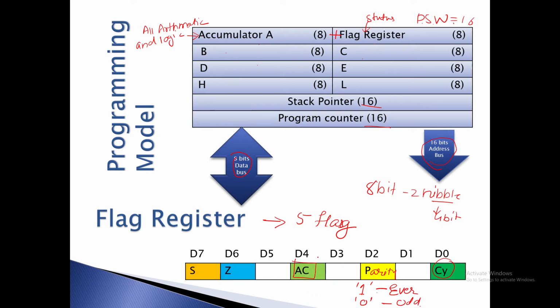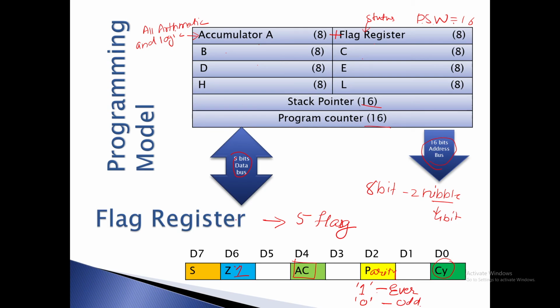Then we have the zero flag. Now the zero flag is set when, due to any arithmetical or logical operation performed in the accumulator, the result is generated in such a way that all the bits of the accumulator are 0. To show that the accumulator has become 0 after the operation has been performed, the zero flag becomes logic 1.